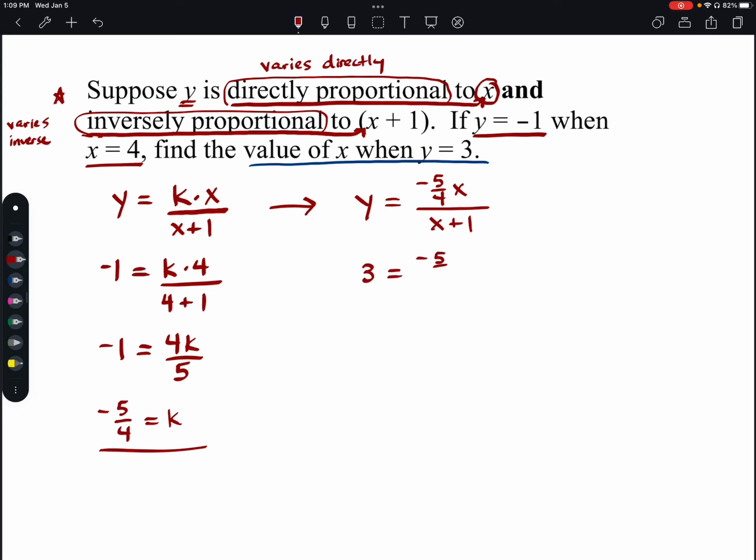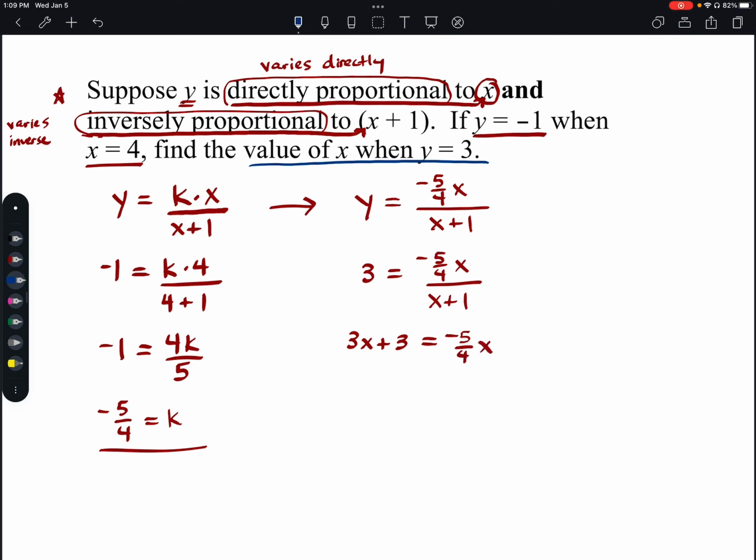We've got -5/4 times, actually, yeah, y was 3. So then we're going to put in, we're trying to find the value of x, so we'll leave x in there. And now we're just going to solve this equation. So let's just cross multiply. We're going to have 3 times the quantity of x plus 1 would be 3x plus 3 equals -5/4 x.